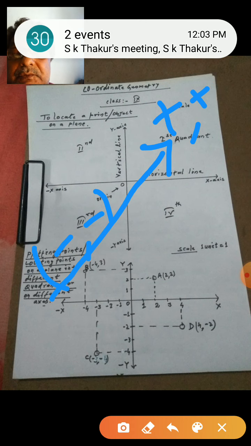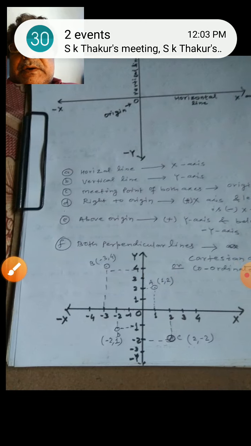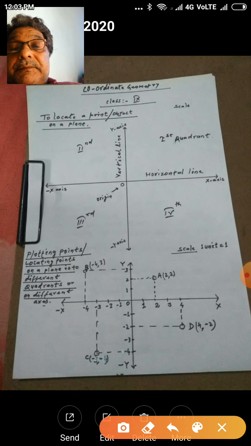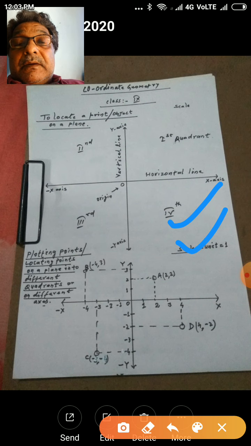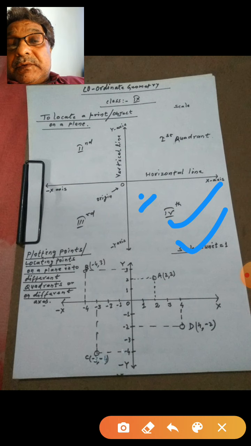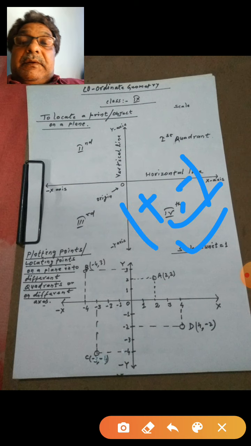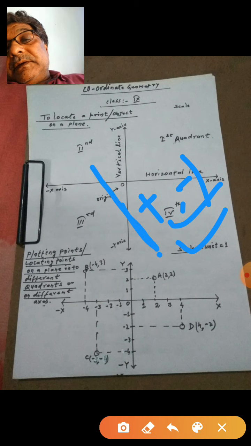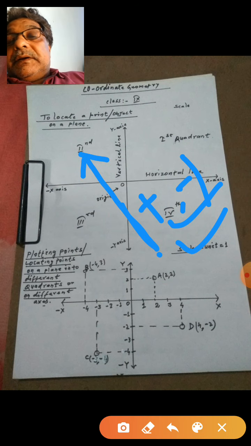Now come to the fourth quadrant. The fourth quadrant is made by the positive part of x and the negative part of y. So those points whose x value is positive and y value is negative will belong to the fourth quadrant. And if you see diagonally opposite, you will get the opposite sign.